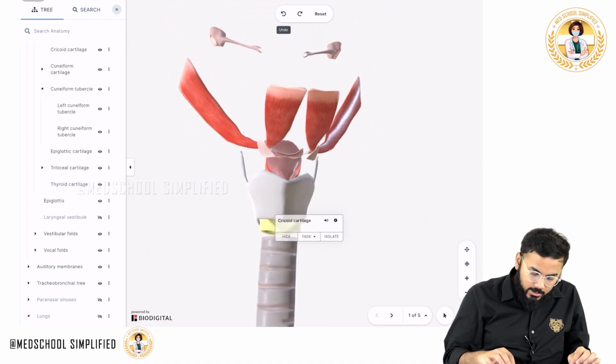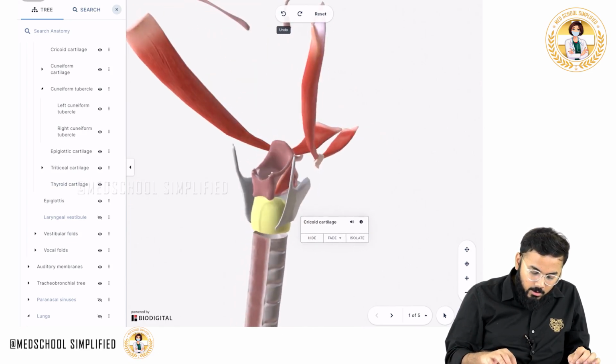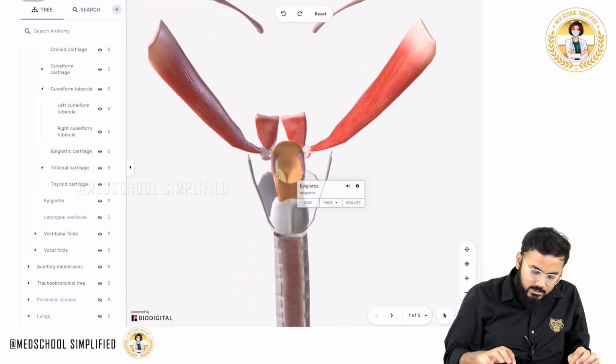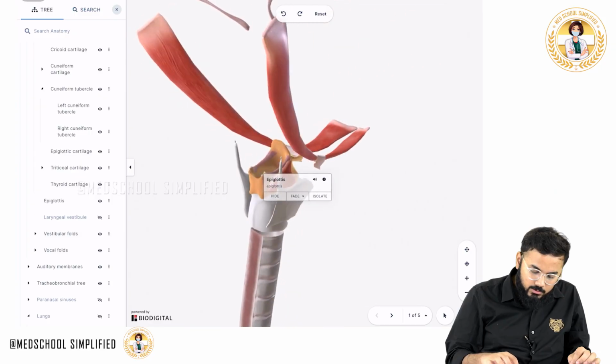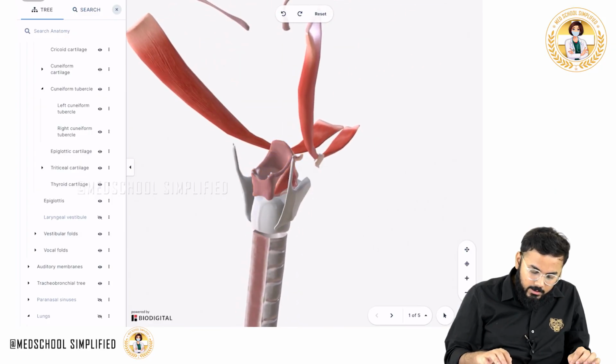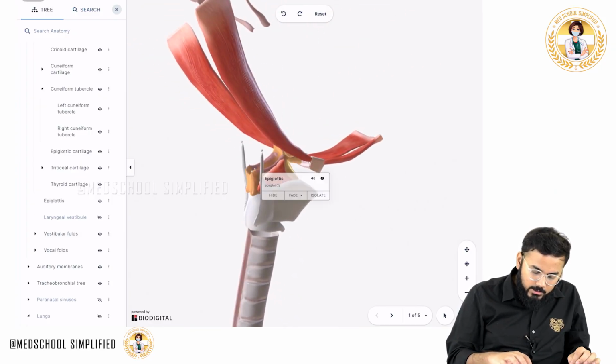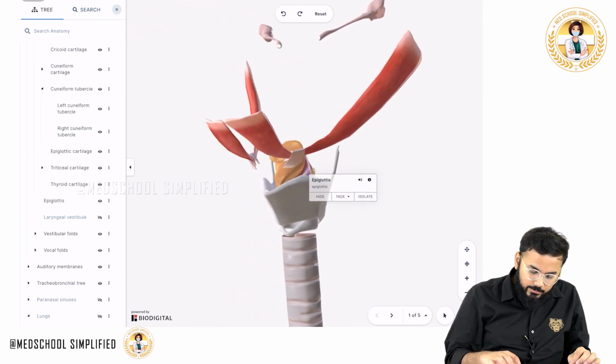Let me put the thyroid cartilage back. Now, what is the epiglottis? Where is your epiglottis? This cartilage over here is your epiglottis, which is leaf-like. So this is your epiglottis, which is leaf-like. Are you getting it?